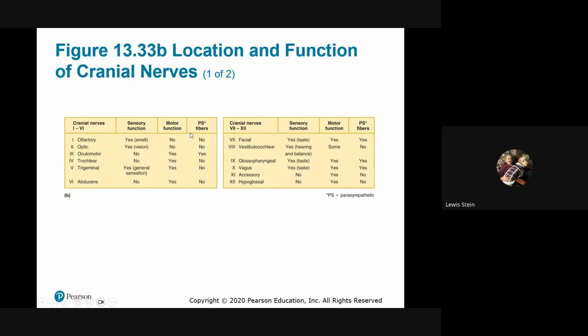So, for instance, the ones that are purely sensory, first 2, olfactory and optic. Where is the error when it says motor function, yes, the sensory function, no? That's the stupidest thing of which I have ever heard. Okay?